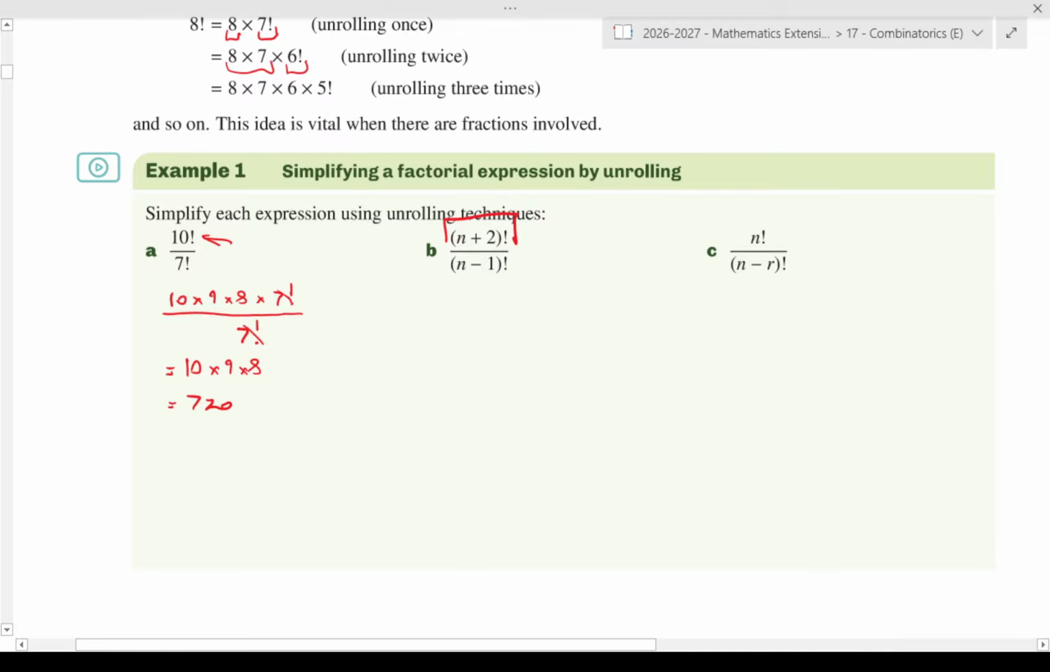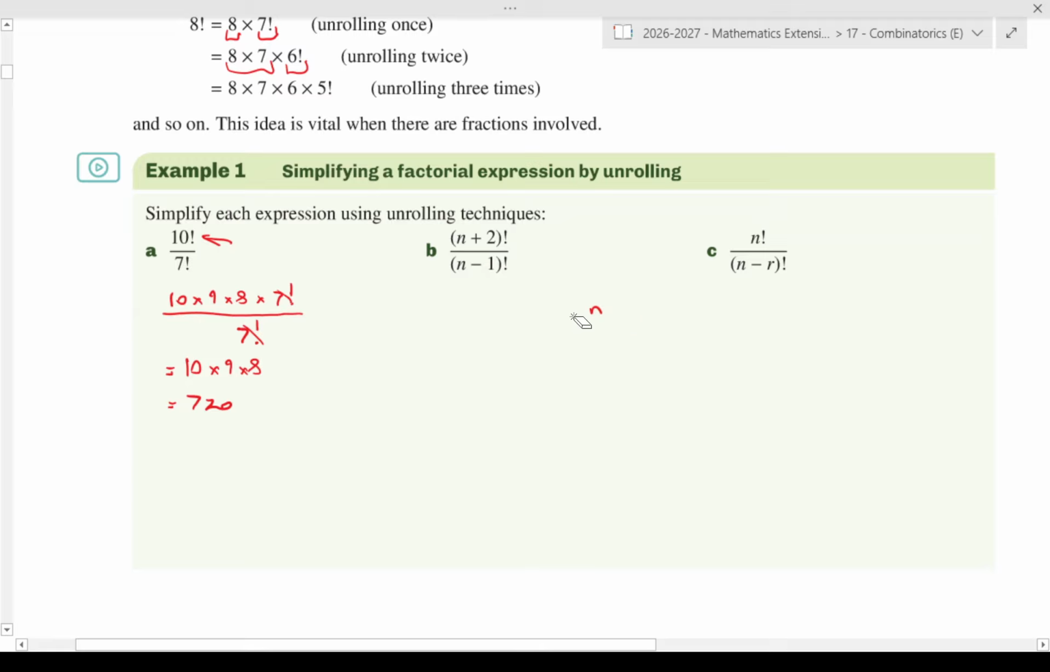So what we need to do is split this top one up so that we get that. What we're looking for when we're doing this unrolling is a common factor with the denominator, so that we can simplify it. So let's have a look. We've got n plus 2. So how else can I write that? Well, I could write it as n minus 1 times n times n plus 1 times n plus 2.